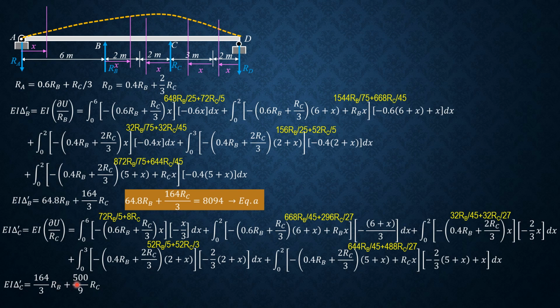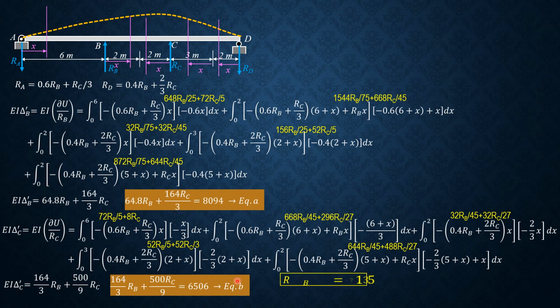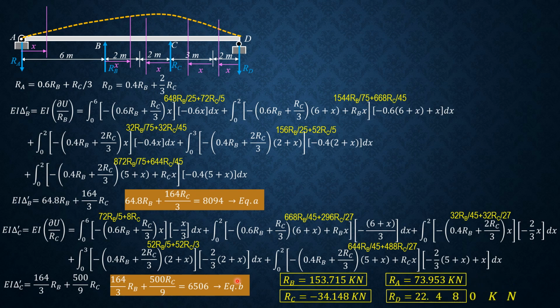So this is equated to 6506, the deflection at C. So 164 over 3 RB plus 500 over 9 RC equals 6506, equation B. These are the same equations as before, so same answers as before. RB is 153.795, RC is negative 34.148, RA by statics is 73.954, and RD by statics is 22.48 kilonewtons.